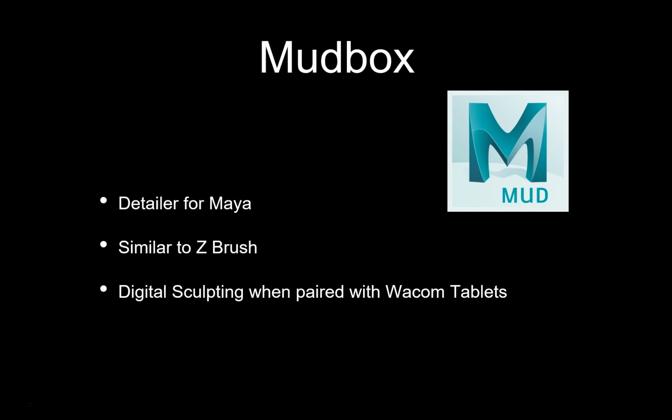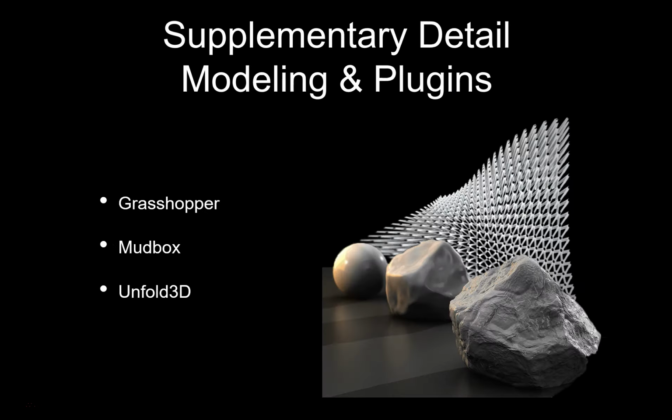So Mudbox is a detailer from Maya, similar to ZBrush, and it's digital sculpting. You can actually use the Wacom tablets, and you'll find that most of the computers in building 100 with Wacoms attached to them have access to Mudbox. We'll speak to somebody to get the styluses available for you. But just know that you can sculpt directly onto the 3D model, which is kind of cool. As you can see there, that's the Mudbox sculpting in the foreground, and that's the kind of stuff that you can do.